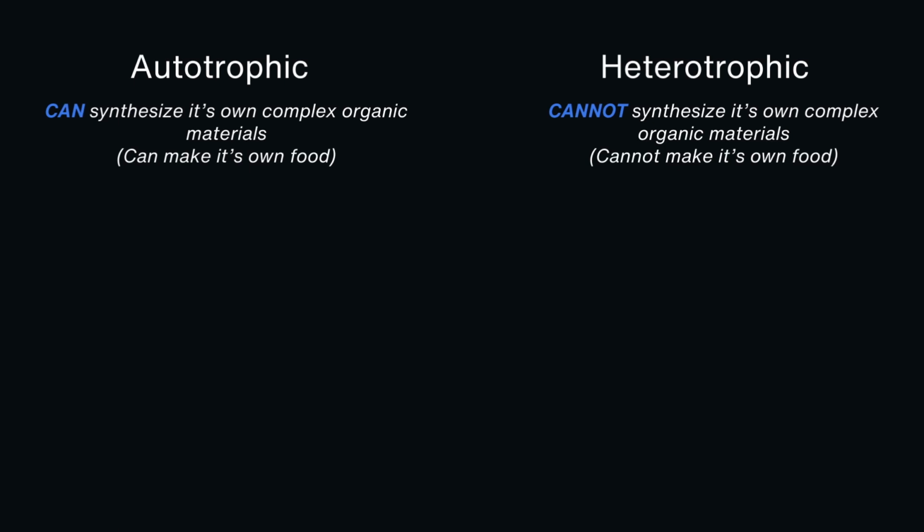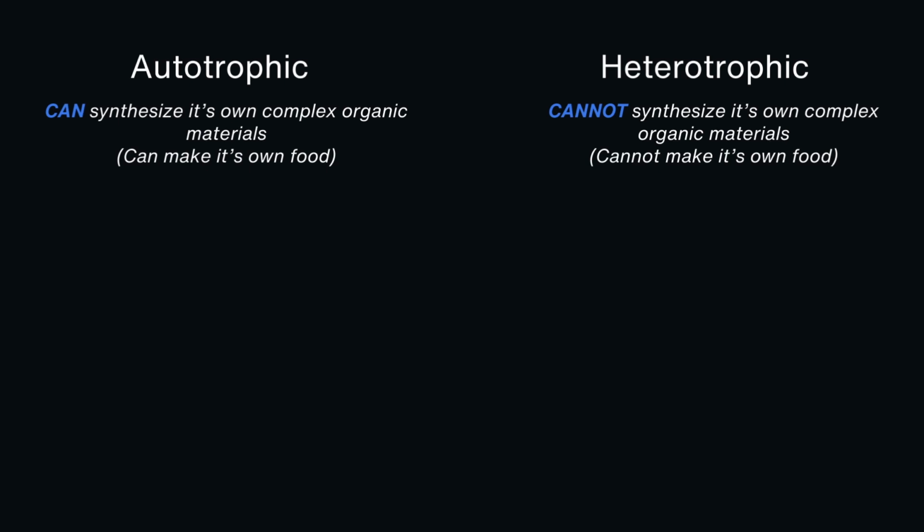This includes autotrophic, which means the organism can synthesize its own complex materials, i.e. can make their own food, and heterotrophic, which means they cannot make their own food, so often relies on obtaining the nutrition from other organisms.